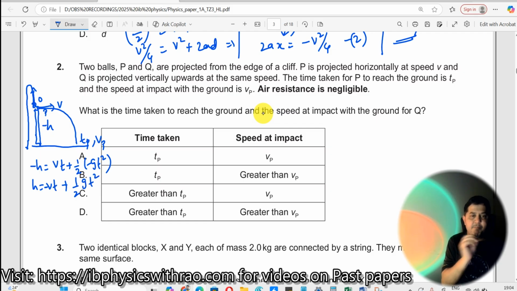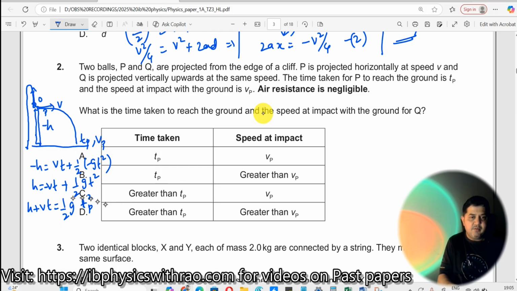I'm doing it only for Q, not yet for P. So I'll take this minus vt to the other side. I get h plus vt is equal to half g tq square. I have got this value. Now similarly, I don't have space, so I'll write it over here.